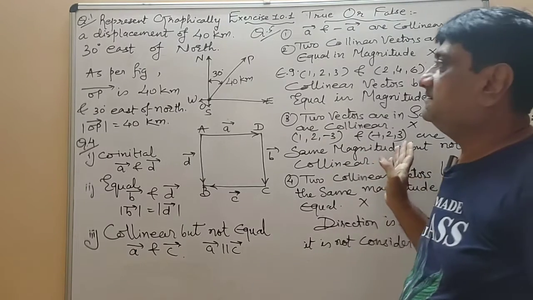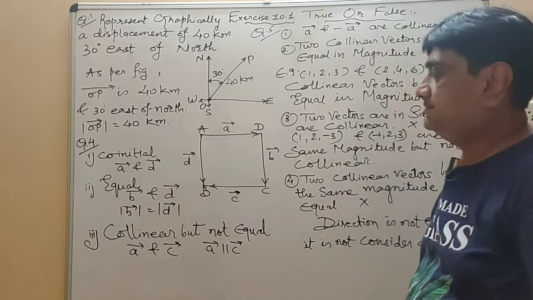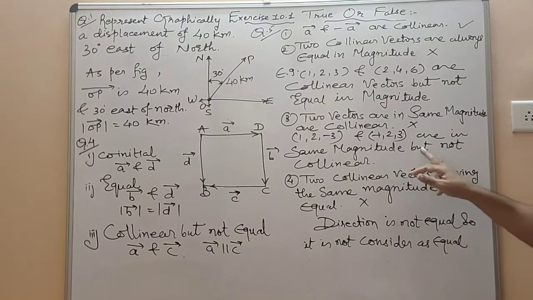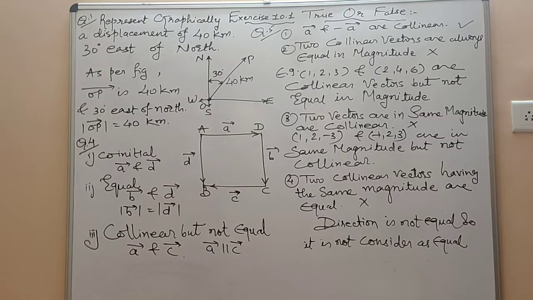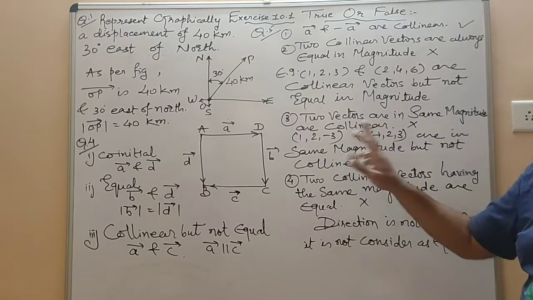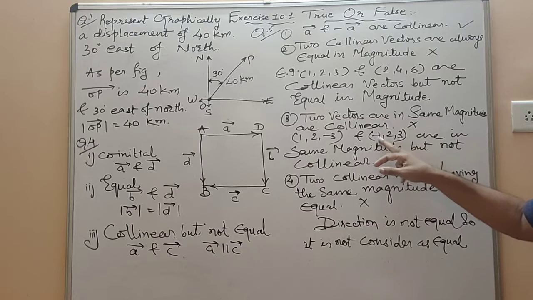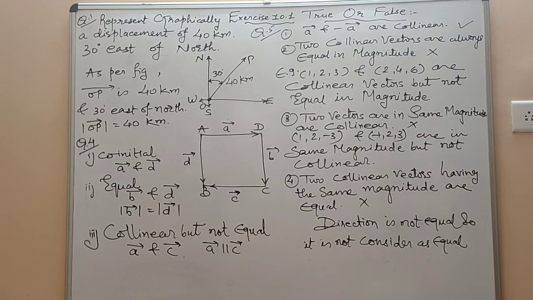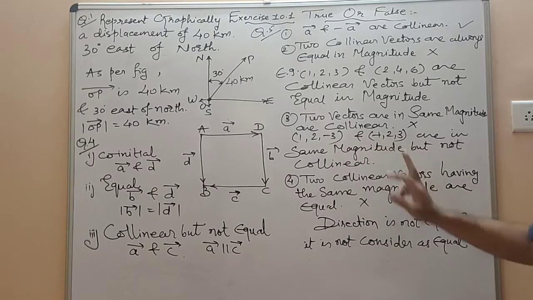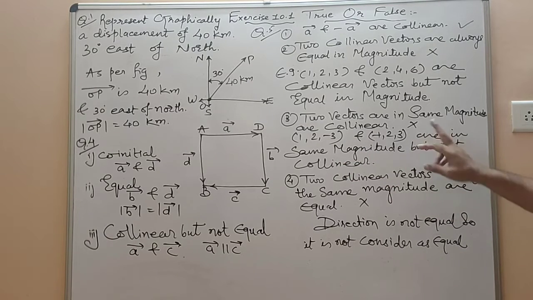This magnitude topic we studied in exercise 10.2 also. They are the same in magnitude, but not collinear. These are not collinear because 1, 2, minus 3 means x-axis 1 unit, y-axis 2 units, and z-axis minus 3 units. And the second vector is x-axis minus 1 unit, y-axis same 2 units, and z-axis 3 units. So these are the same in magnitude, but not collinear. It's not the same direction or opposite direction. So the statement is wrong.